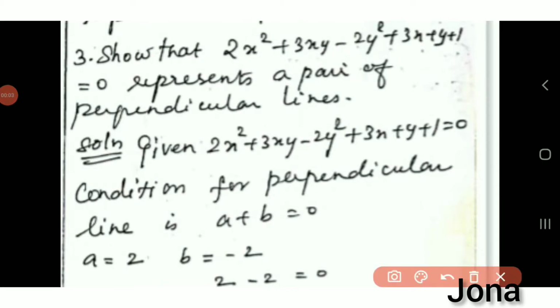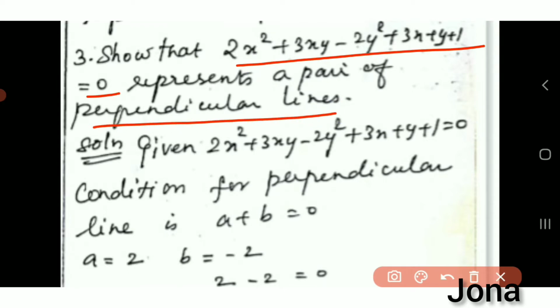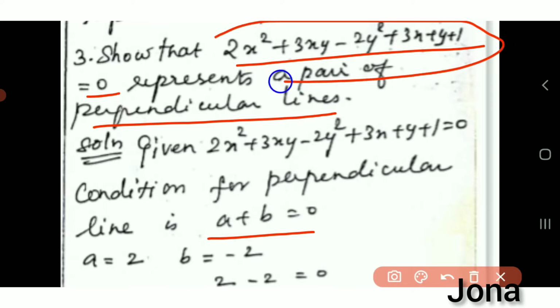Show that 2x² + 3xy − 2y² + 3x + y + 1 = 0 represents a pair of perpendicular lines. In the previous problem, we saw parallel lines. The condition for parallel lines is h² − ab = 0. Here we have to prove the given equation is a pair of perpendicular lines. We have the rule for perpendicular lines: a + b = 0. We have to compare the given equation with the general equation.